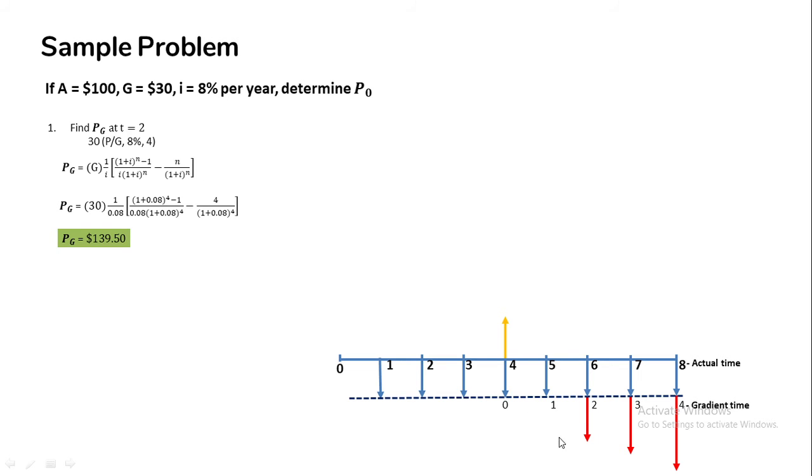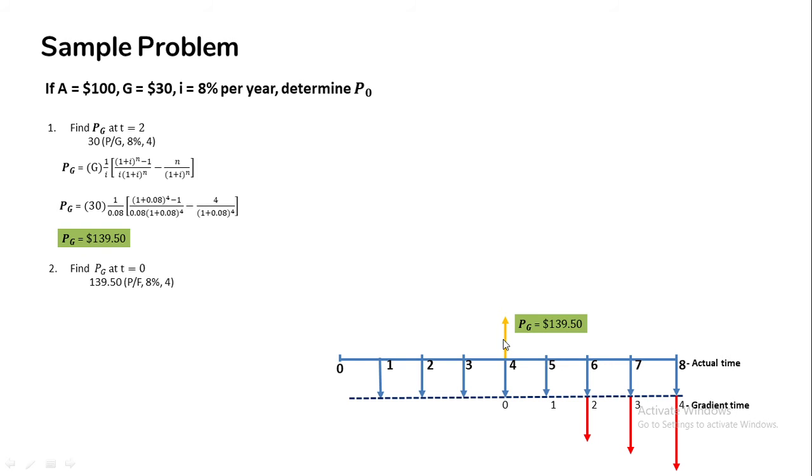So our G, it was said the gradient is $30. Our interest is 8%. Our period is 4. So 1, 2, 3, 4. So by solving, we will come up with P sub G equal to $139.50. So this will be our present worth of the gradient.